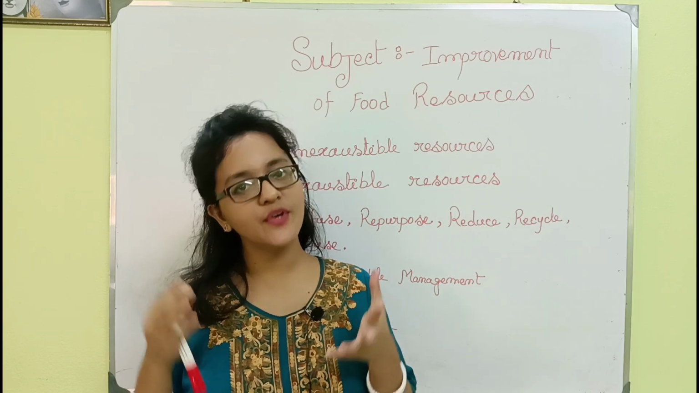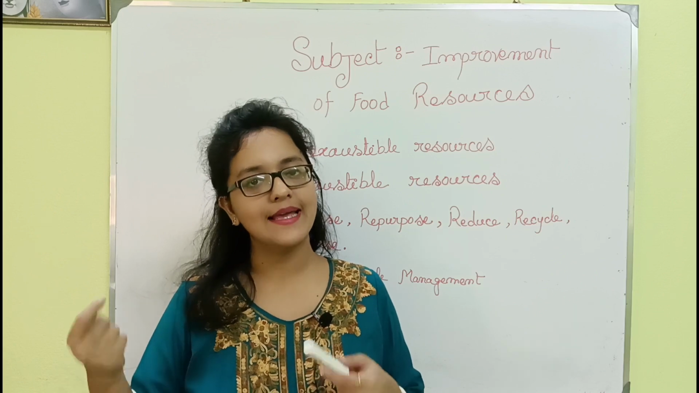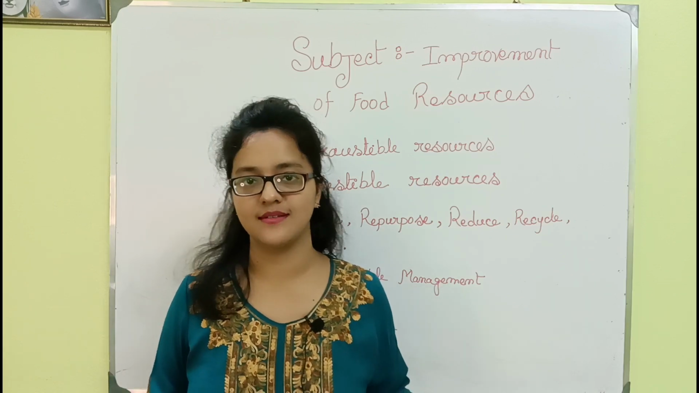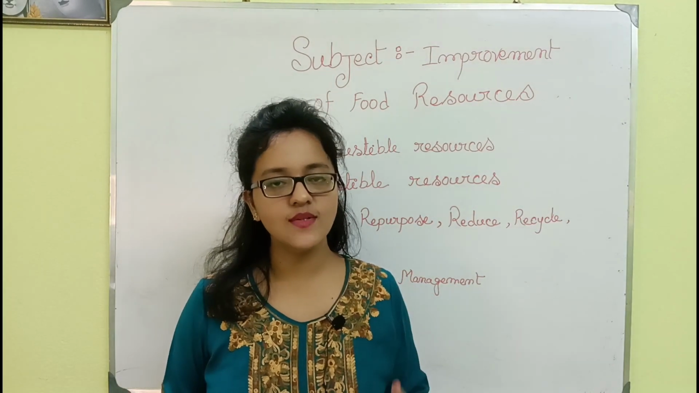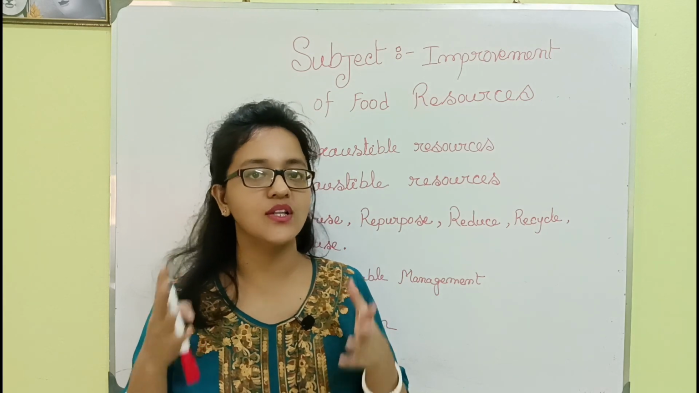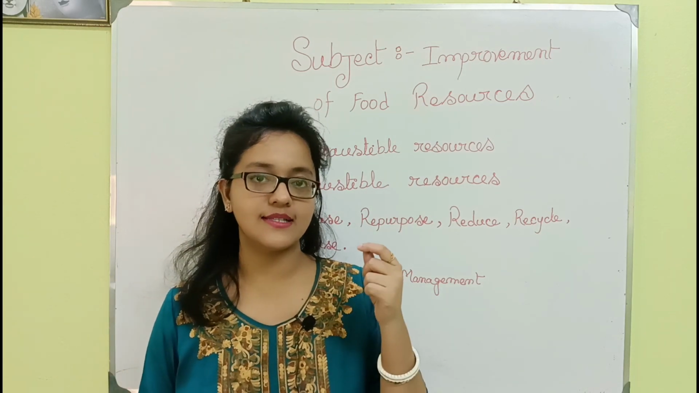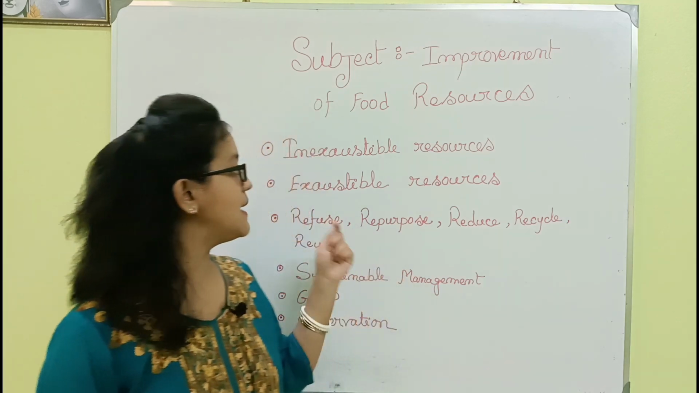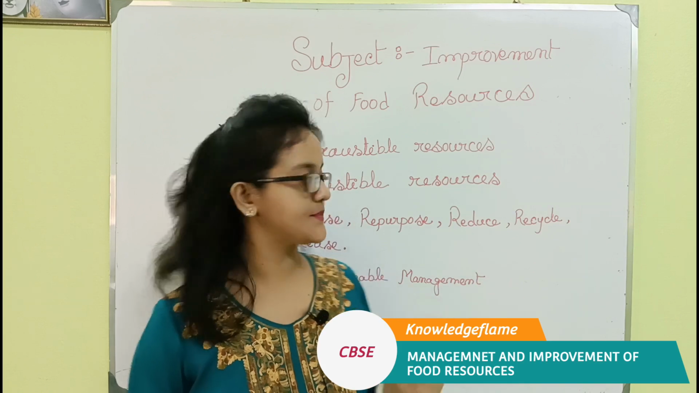Now, we should refuse the use of plastic carry bags. Instead, we should use jute carry bags. This is refuse. When we use a broken handle cup for growing plants or as a feeding vessel for birds, then we can say this is repurpose. We are using the same thing with a different purpose.